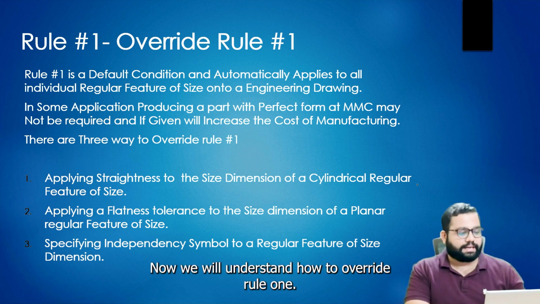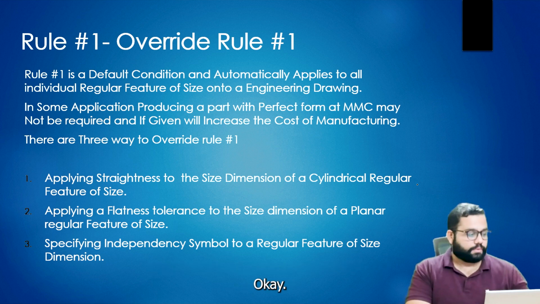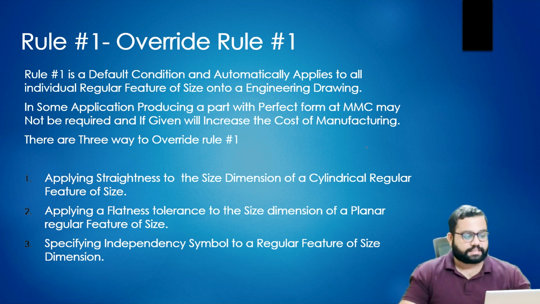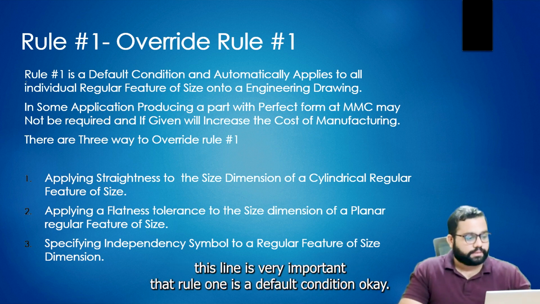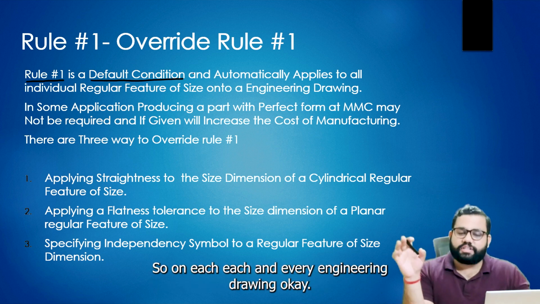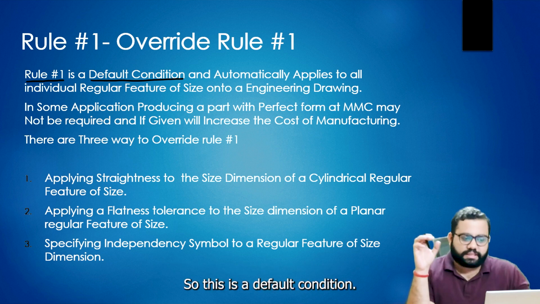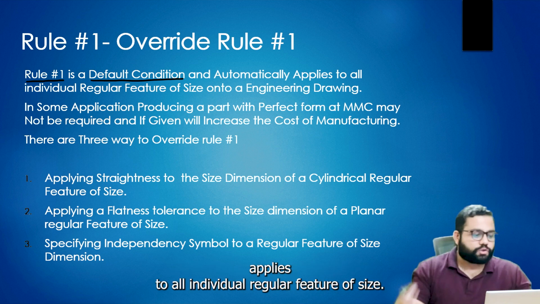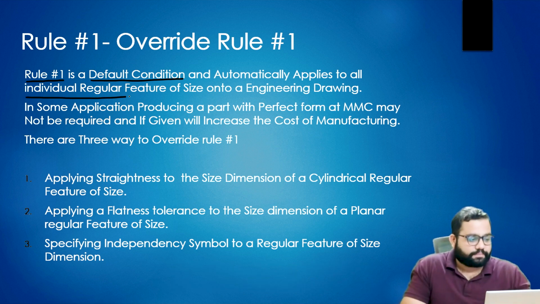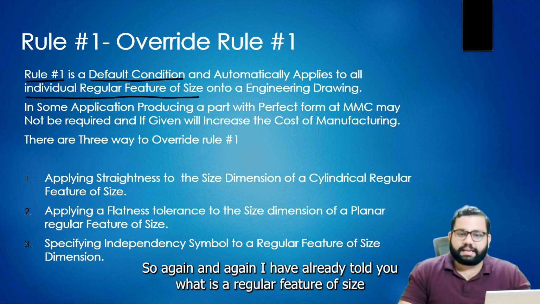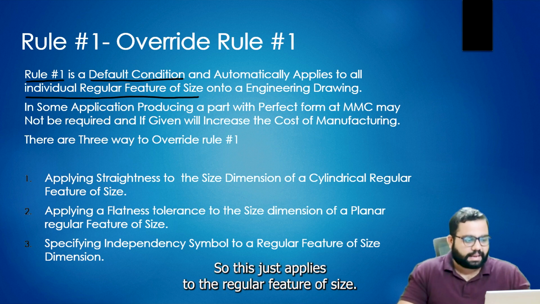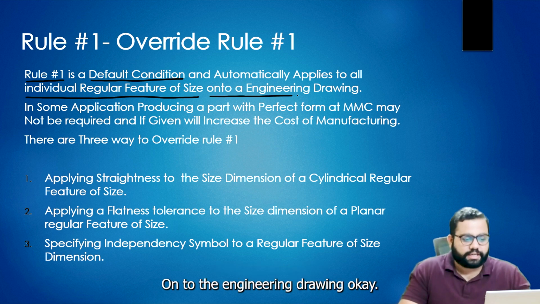Now we will understand how to override Rule 1. Rule 1 automatically applies to all individual features of size. This line is very important: Rule 1 is a default condition on each and every engineering drawing, and it applies to all individual regular features of size. I have already told you again and again what a regular and an irregular feature of size is.